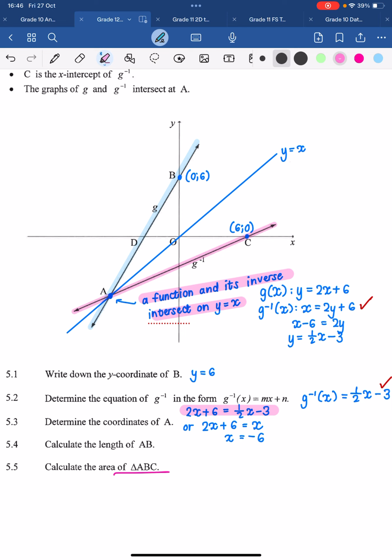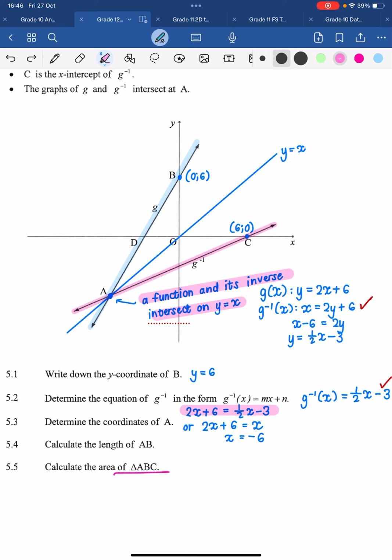I'm working with 2x plus 6 because that's the easiest one. So 2x plus 6 you can equate to y equals x. So 2x plus 6 equal to x. That's just a much easier way of getting to that x value. Yes, you can. You can always calculate it like that if there's an intersection.